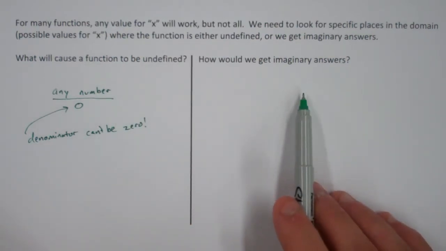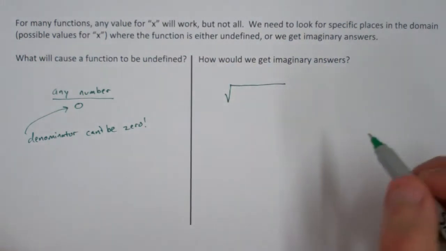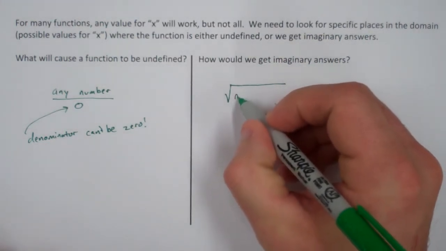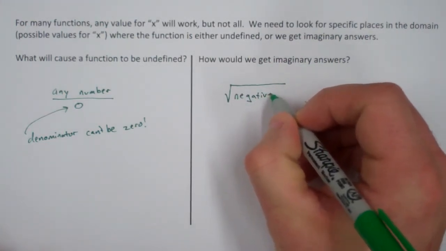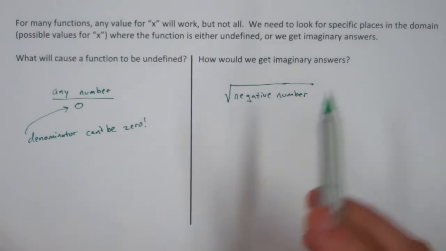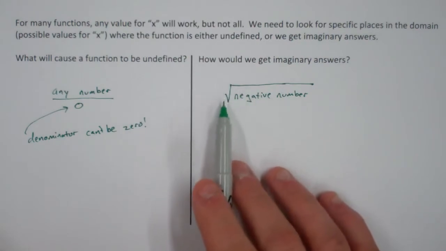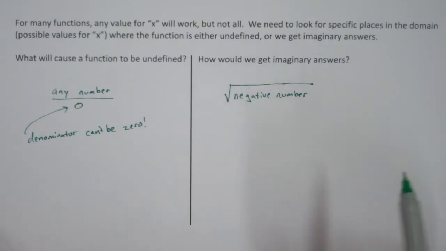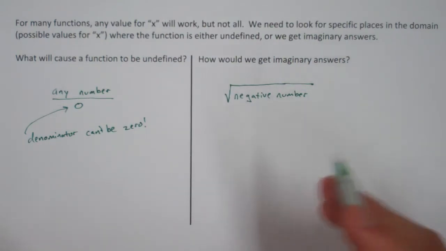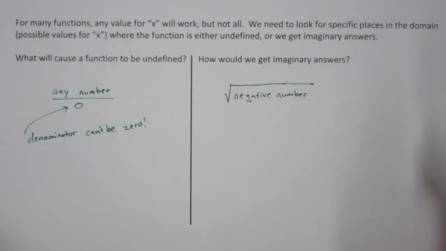How would we get imaginary answers? Well, remember, if you take the square root of a negative number, that's going to be imaginary. Those don't exist. So we're going to have the square root of a negative number or a negative value. We only need to worry about underneath the square root sign. If that's negative, then we have some issues. So we want to watch out for those. We want to exclude those from the domain. If we're wondering about all real numbers, the square root of a negative number is not real.